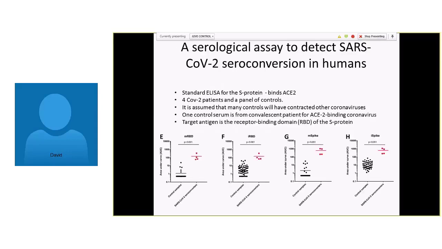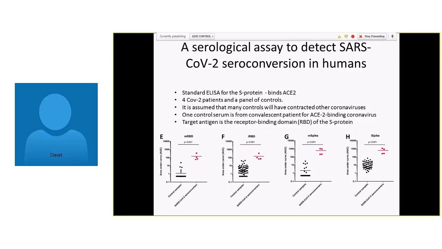I'll move on to the, where are we? The serological assay. Well, this was sort of good news, came out at the end of last week on I think it was Friday. And basically, it's an absolutely standard ELISA in which you have the target protein of the virus, the S protein, which is what binds onto the receptor on the lung epithelium. And they got 4 coronavirus 2 patients and quite a sizable panel of controls.